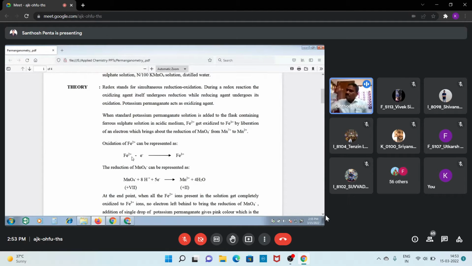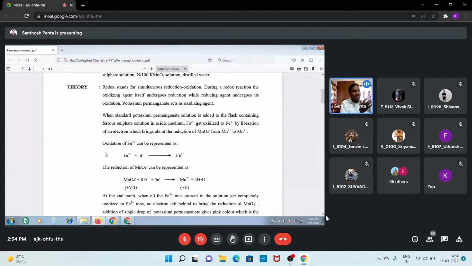What is the definition of oxidizing agent? An oxidizing agent oxidizes the other substance but itself gets reduced. This type of definition may be asked at the viva examination. So here, in both cases, either ferrous ammonium sulfate solution or ferrous sulfate solution, Fe+2 is there. From that Fe+2, one electron is removed, so it is going to convert into Fe+3. So this is the half oxidation reaction.